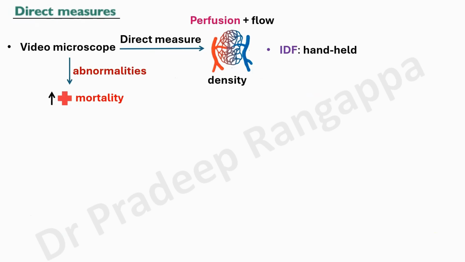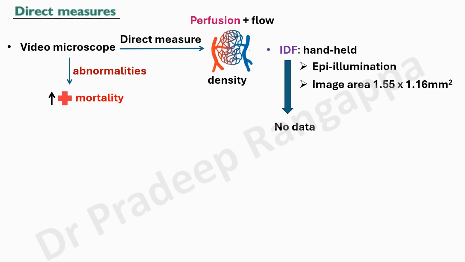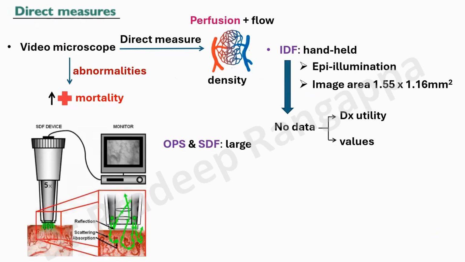The incident dark field is handheld, uses epi-illumination, and the image area that it looks at is very small, 1.55 by 1.16 millimeter, which means a small area of the sublingual region. It's a microscope and then interprets the type of microcirculation dysfunction that it has, but there's no major data with regards to diagnostic utility and values.